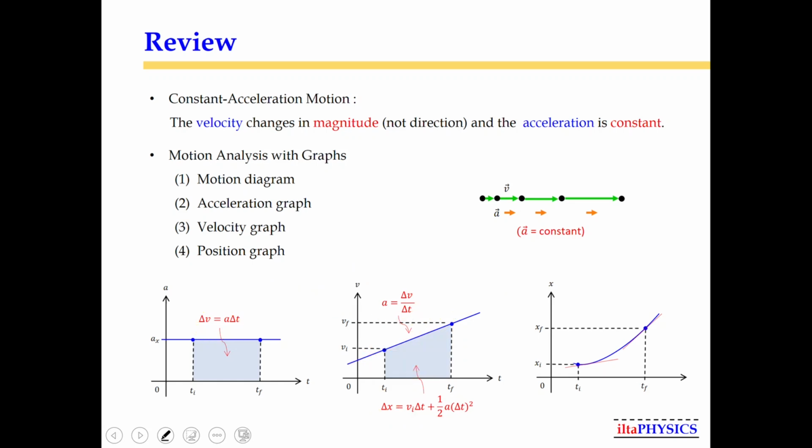Finally, the position graph. Even though we cannot draw it exactly, we know its general shape. As time goes on, the object's position moves farther and farther away from the starting point. So the curve must be parabolic. And do not forget, the slope of the tangent line to this curve at any point gives you the instantaneous velocity at that moment or at that position. So these three graphs together not only describe constant acceleration motion, but they also allow us to identify it whenever such graphs are given.